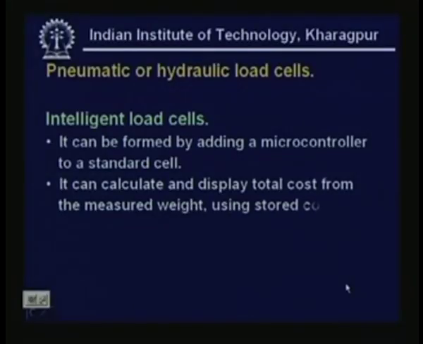So, the intelligent load cell can be formed by adding a microcontroller to a standard cell. It can calculate and display total cost from the measured weight using stored cost per unit weight information, because ultimately those will take the reading of their truck. They have to pay depending on how much load you are carrying.